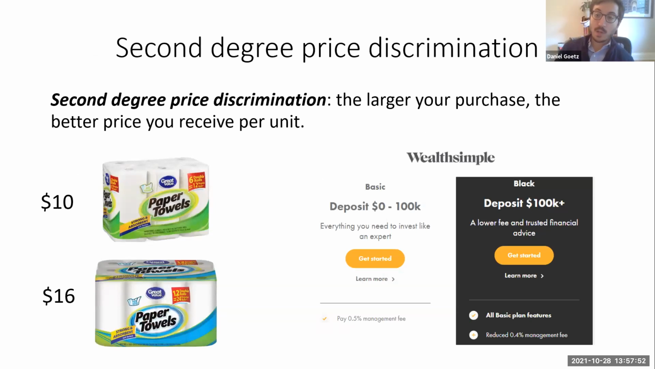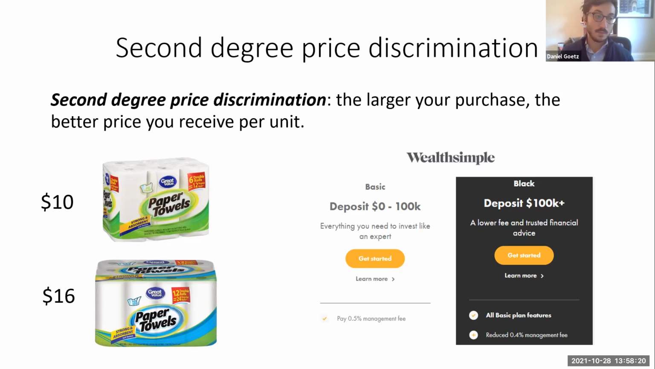Second degree price discrimination is the more you buy, the better price you receive per unit. So paper towels, consumer goods, we see this all the time. The bigger package you buy, the cheaper it is per unit, right? The bigger a box of cereal or pasta you buy, the cheaper it is per unit of weight. We think of this as kind of a grocery store phenomenon, but actually it's everywhere.